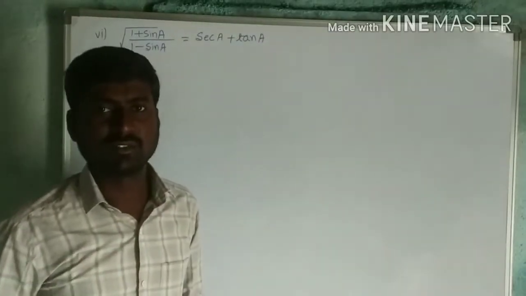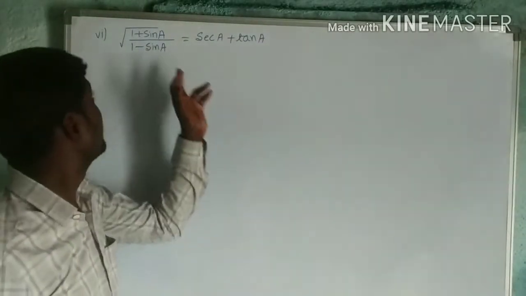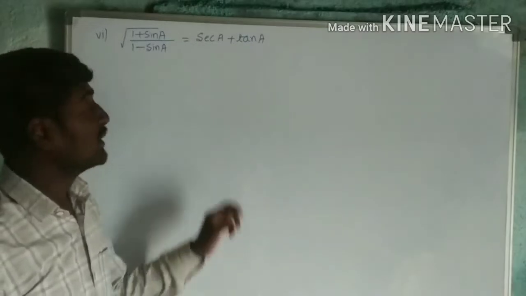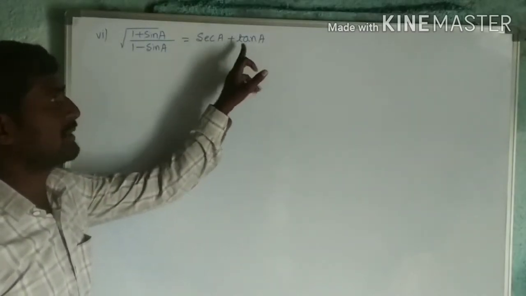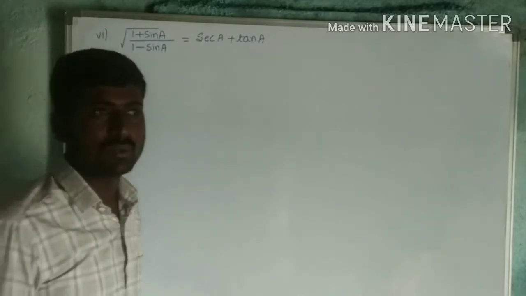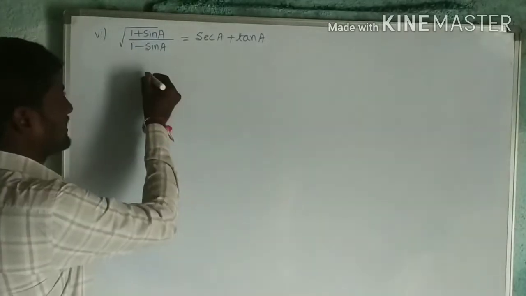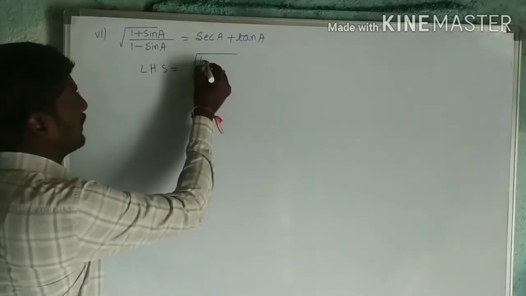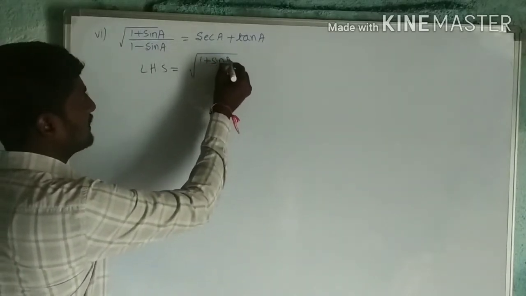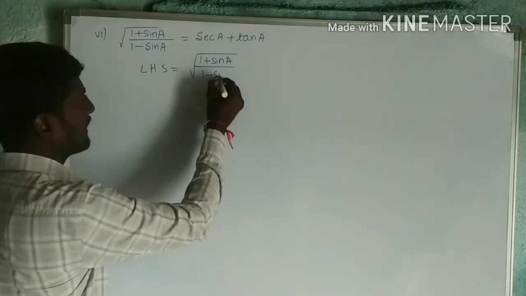Dear students, today we shall discuss the next question, that is the sixth question. Root of (1 plus sin A) divided by (1 minus sin A) is equal to sec A plus tan A. Now we have to discuss this. So let us take LHS here. LHS is equal to root of (1 plus sin A) divided by (1 minus sin A).